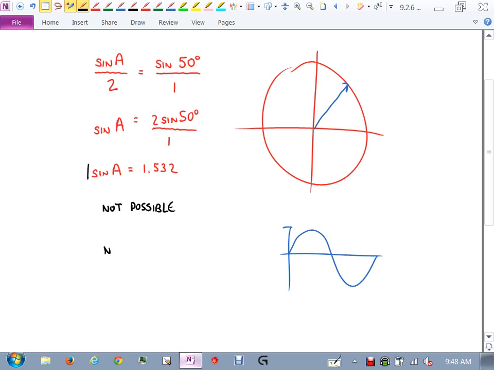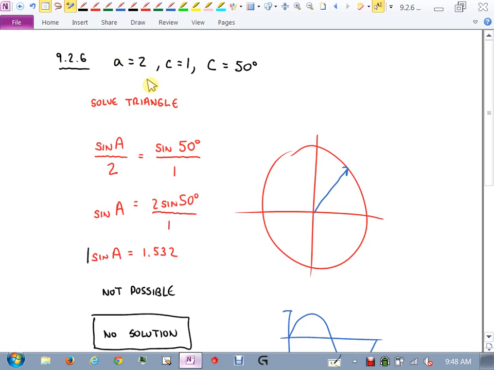Which means there is no solution. Which means it is impossible for me to draw a triangle that satisfies these conditions. I cannot draw something that has side A of 2 with side C of 1 and then having an angle on C being 50. It's just impossible. You could try it yourself, but think about what's happening here.